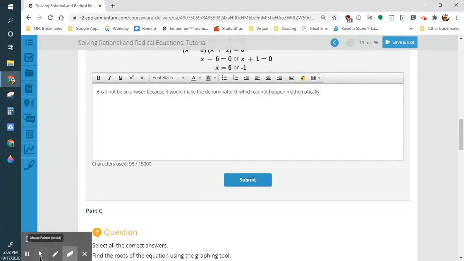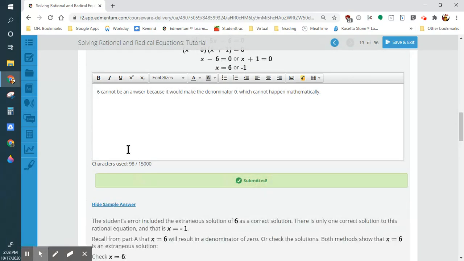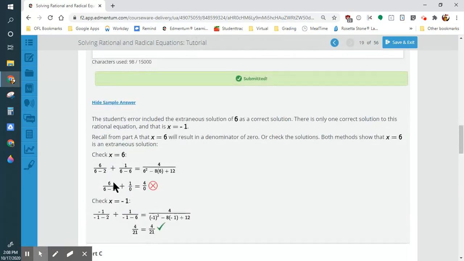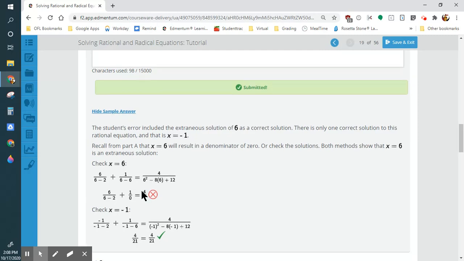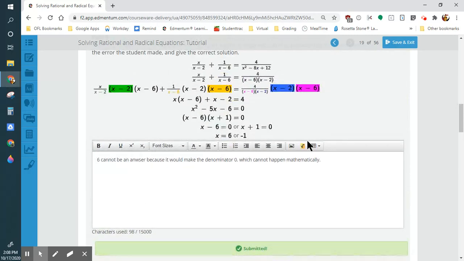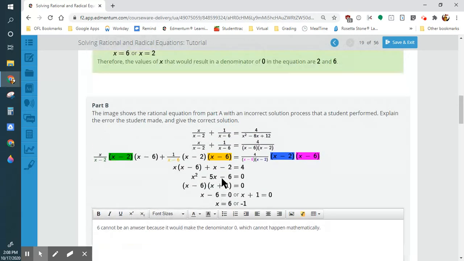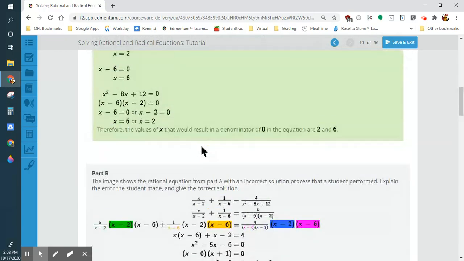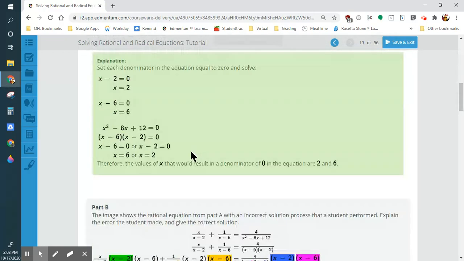All right, so I'm going to submit that now that I know what I'm doing here. And they'll say it right here. We can't have a 0 at the bottom. So I was doing the answers correctly. The only issue was that was not the question they were asking.